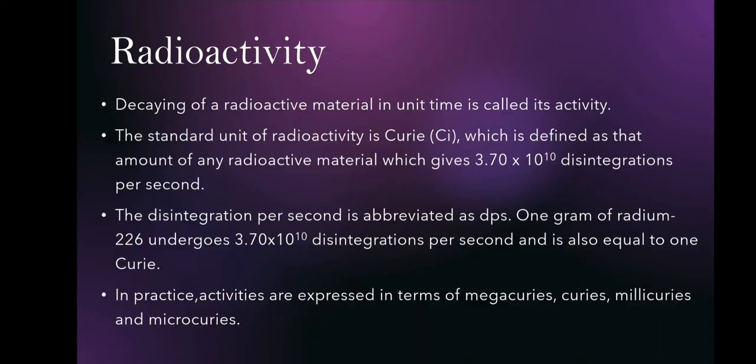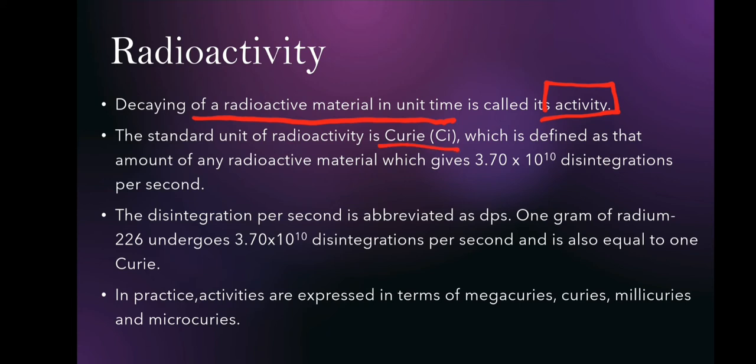Okay, so now radioactivity. What is activity? Decaying of a radioactive material in unit time is called activity, meaning how much of a radioactive material is decaying in unit time. So this process is known as activity. Moving on, what is the unit for the radioactivity? The unit for the radioactivity is curie.